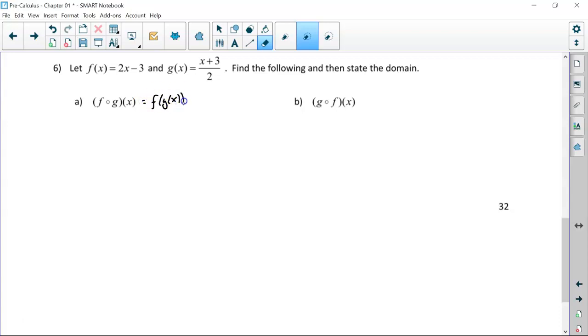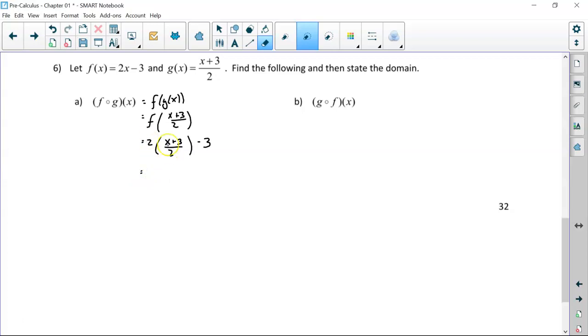like I said, I kind of like the old notation. I think it's a little bit easier to follow. So function f at the input of (x plus 3) over 2. So for function f, it's 2 times x, so it's going to be 2 times, leave it blank, with some grouping symbols, minus 3. In that open spot, that's where we substitute our (x plus 3) over 2. All about substitution. And now we're going to simplify.